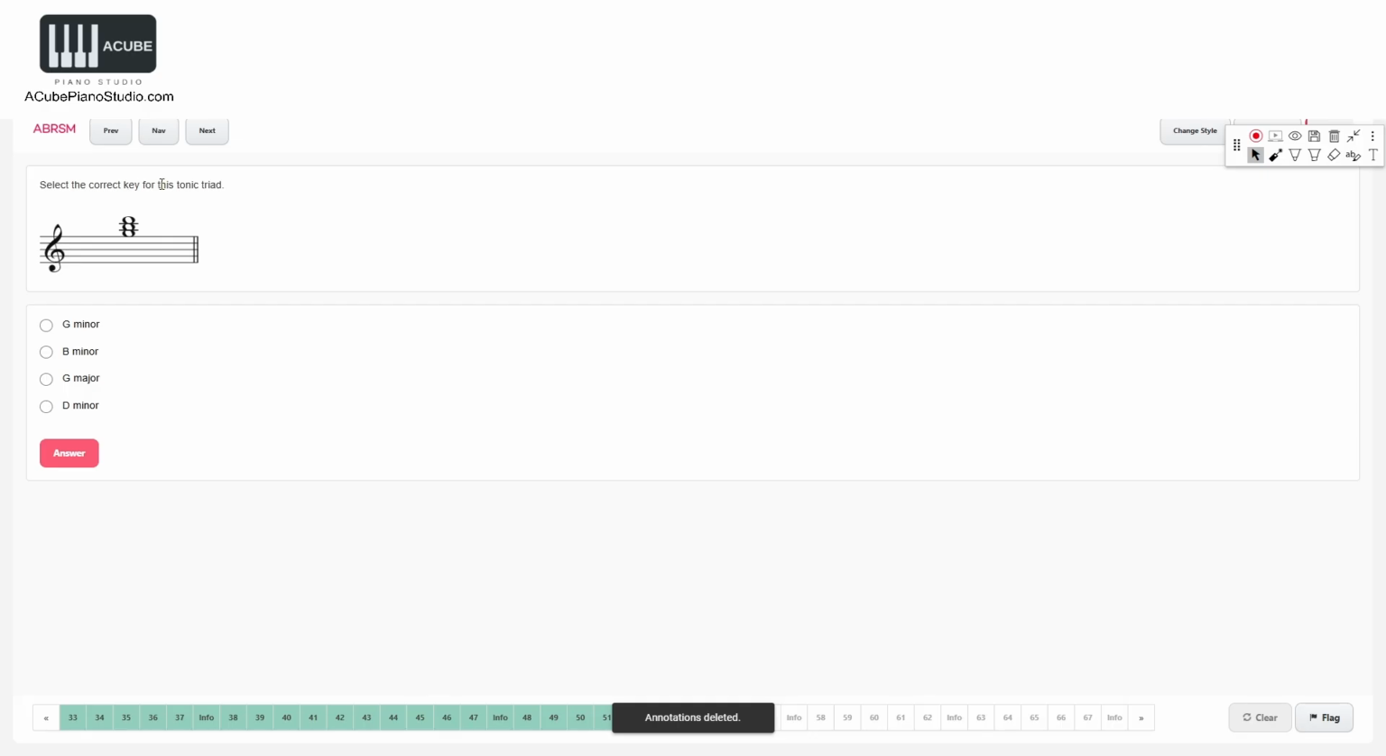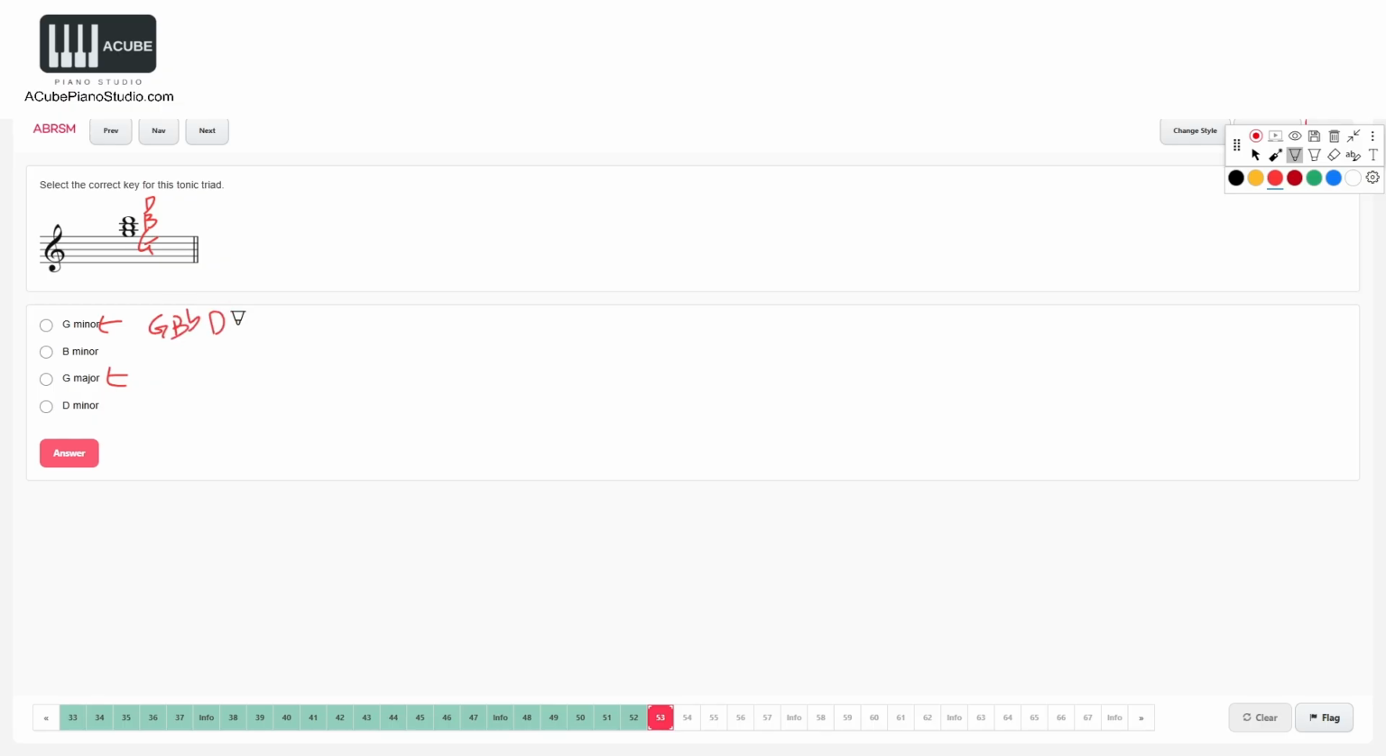Next, select the correct key for this tonic triad. So the lowest note here is G, right? So it must be G something already. G, B, D. Okay, so if you have G, it's either G major or G minor. But G minor, you have B flat. Okay, it's G, B flat, D.